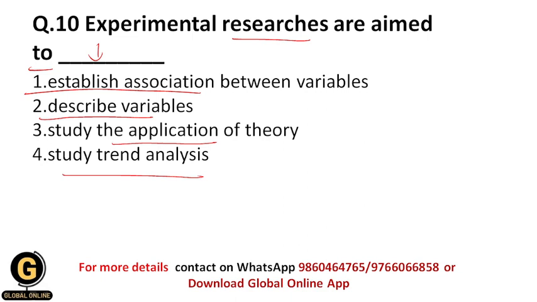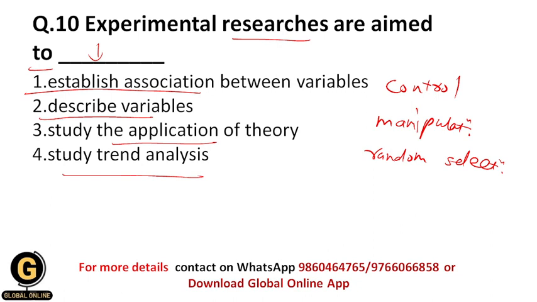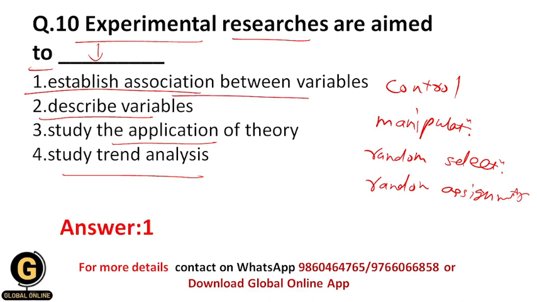So I'm going to tell you that the main elements of experimental research are control, that I have told you earlier, then manipulation, then random selection, and random assignment. So all of these are the main elements of the experimental researches, and that's why the main aim of experimental research is to establish the association between variables. It means that I'm going to establish the causality between the variables. So this is the main aim of the experimental research method, okay. That's why the correct answer over here is 1.